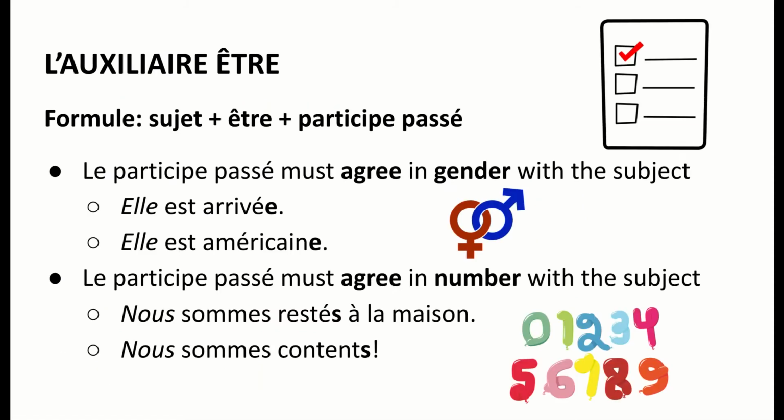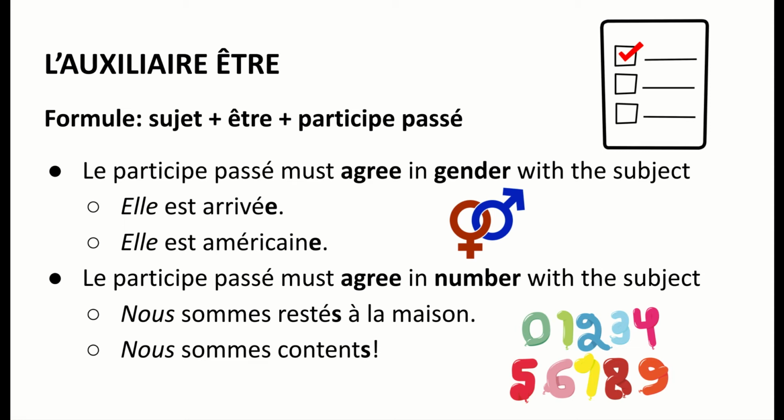Okay, let's keep going here. So when you have être as the auxiliary, le participe passé, the past participle, must agree in gender with the subject. Elle est arrivée. Okay, she arrived. Notice there's an extra E. Why? Because elle is the subject, féminin.